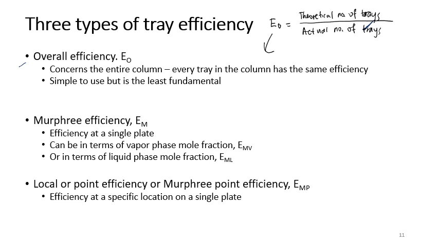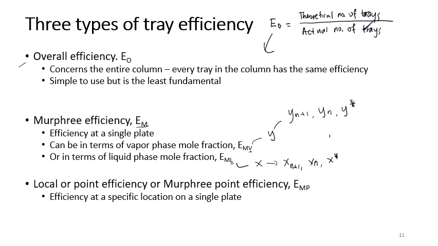Whereas the Murphree efficiency, E_M, is the efficiency at a single plate. It can be in terms of vapor phase mole fraction, E_M vapor, or in terms of liquid phase mole fraction, E_M liquid. You know that vapor phase mole fraction is in terms of Y, and liquid phase mole fraction is in terms of X. What it refers to here is the Y composition from plate to plate, and this one is the X composition from plate to plate: Y_n+1, Y_n, and Y equilibrium. Here also X_n+1, X_n, and X equilibrium.